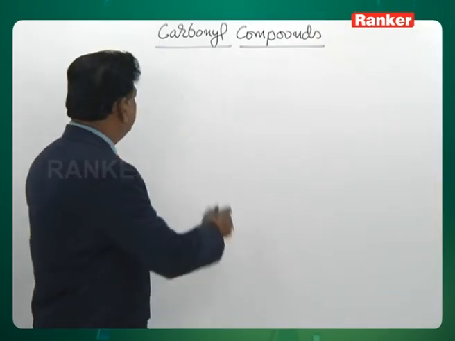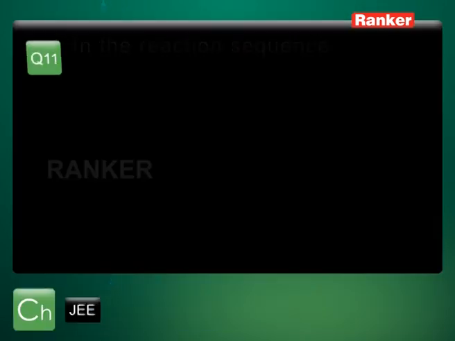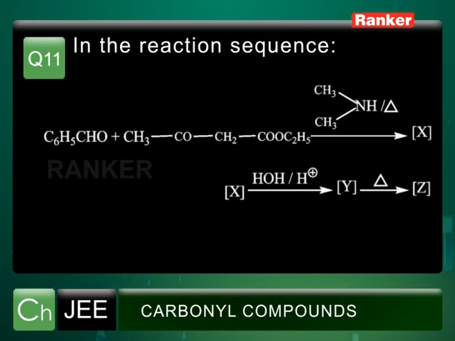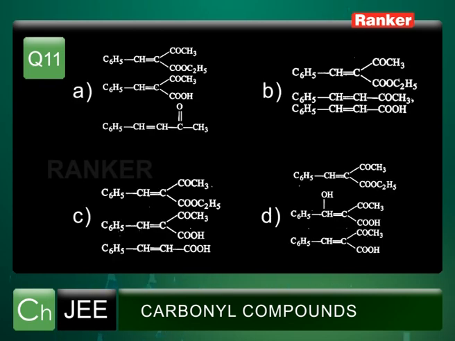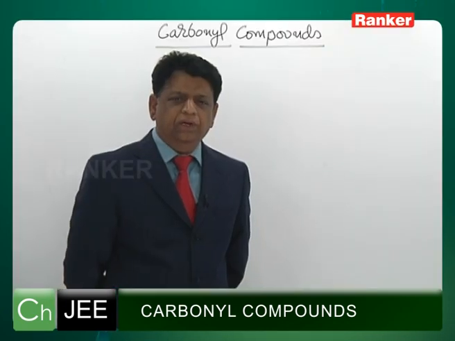Let us go for question number 11. Benzaldehyde is treated with ethyl acetoacetate. Ethyl acetoacetate has a CH2 group which is a reactive group. So, that is going to condense in the presence of a strong base. X is formed. X is treated with hydrolysis followed by heating. So, Y and Z. Therefore, X, Y, Z, all three compounds are asked here, and three options are given, and one is actually the right answer.